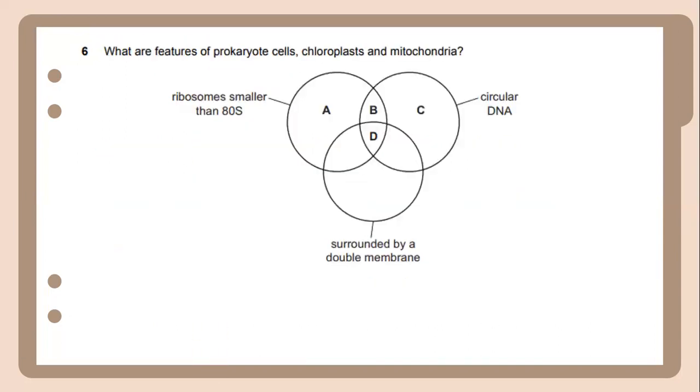Number 6, what are features of prokaryote cells, chloroplasts, and mitochondria? The answer for this is B.